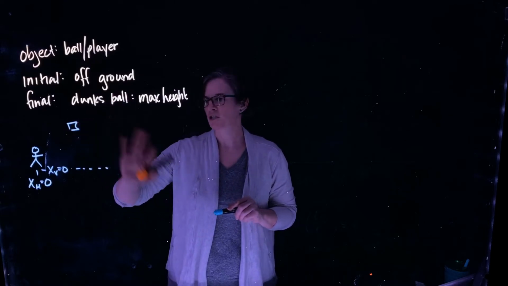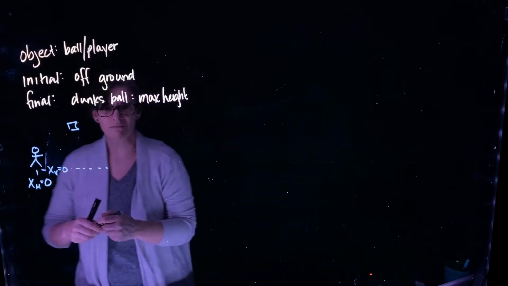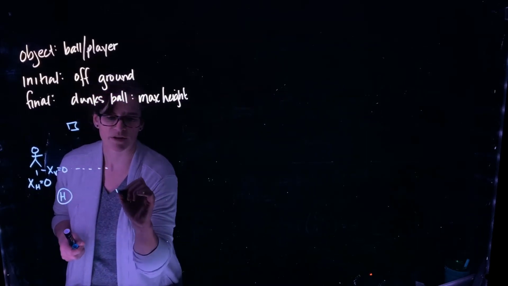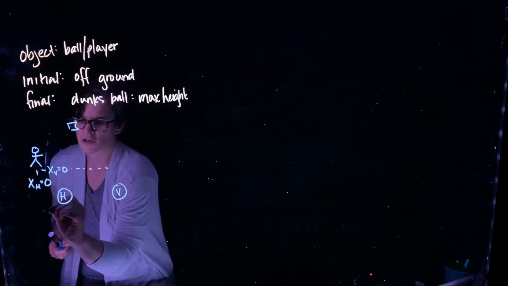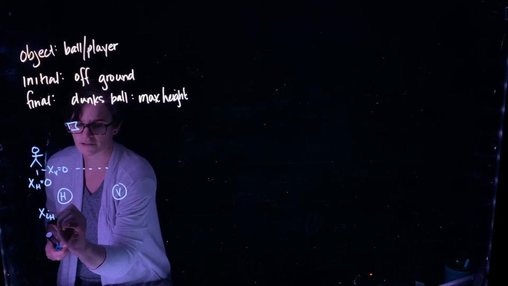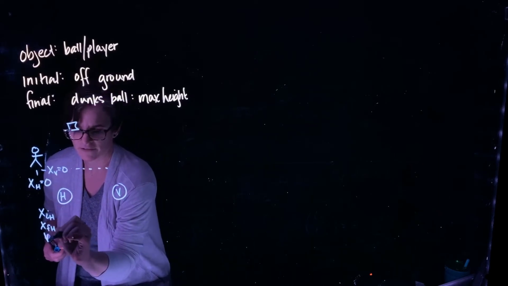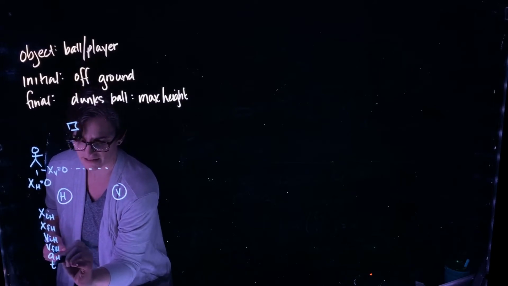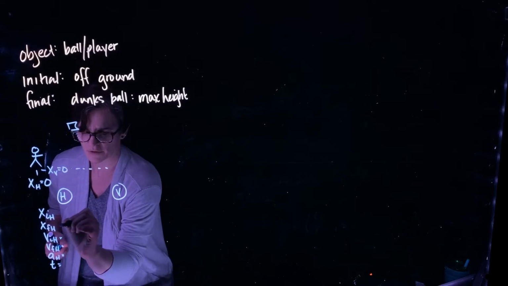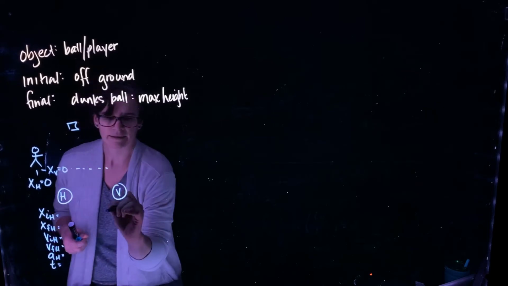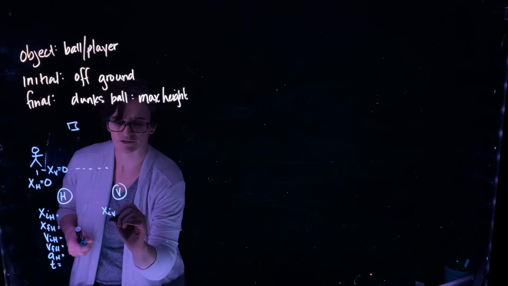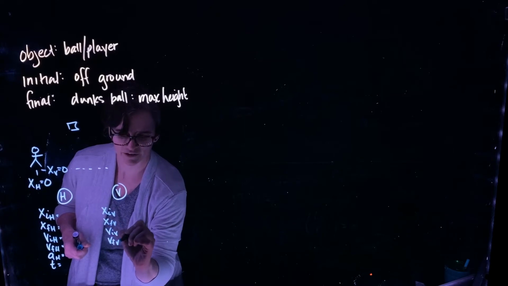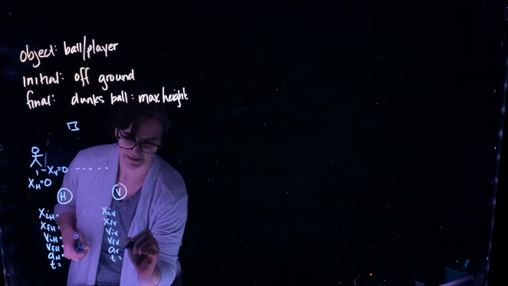So we've set our picture, we've defined our origins. Let's make our horizontal and vertical list of variables. So here's our horizontal and here's our vertical. So we have x initial horizontal, x final horizontal, v initial horizontal, v final horizontal, acceleration horizontal, and our time. So there's all our horizontal players and our vertical players. So x initial vertical, x final vertical, v initial vertical, v final vertical, acceleration vertical, and our time vertical.